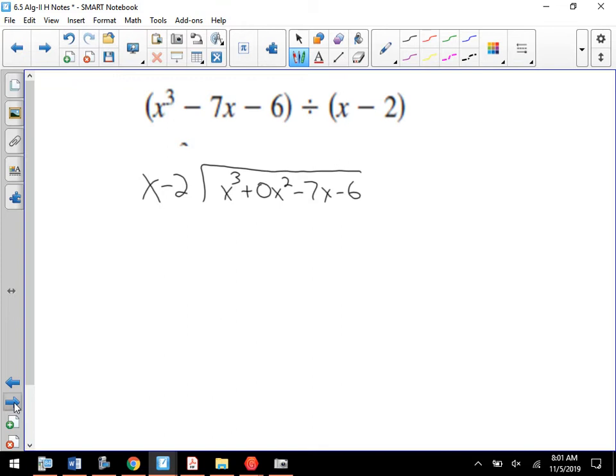X squared. Now here's the thing. How many terms are on the outside of the polynomial here right now? Two, correct. So I should probably put it above the second one over here. What's x squared times x? X to the third. What's x squared times negative 2? Negative 2x squared.